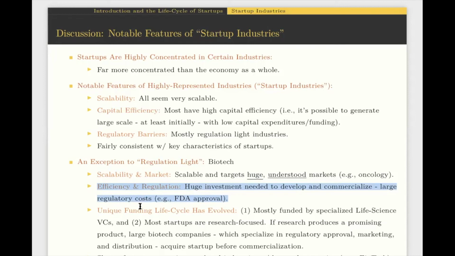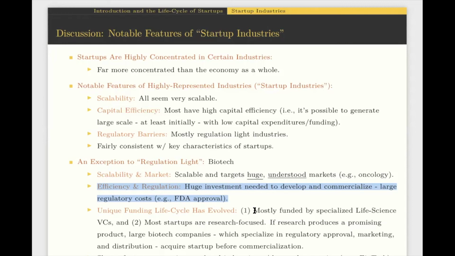Now, because of those characteristics, most of the forms of uncertainty are not quite as present with biotech startups, but there's much more product uncertainty in biotech startups. What we've seen is that there's a pretty unique funding life cycle that's evolved with biotech startups. It's substantially different from what we see with other startups.